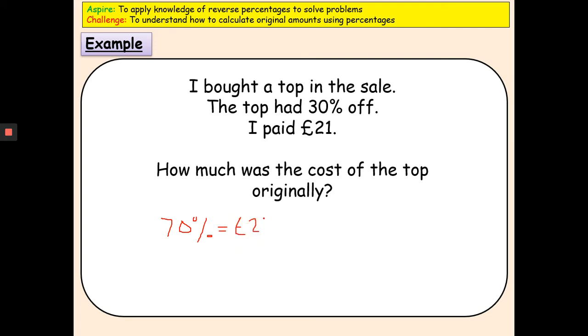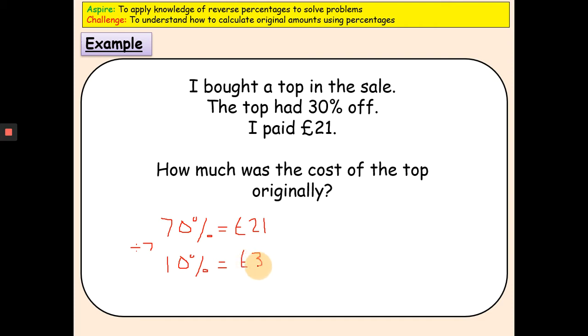And then from here, we need to try and figure out how we can get from 70% back to 100%, the original amount. So the way to do it is we can do it in a few steps. I'm going to go from 70% and work out what 10% is. To do that, I need to ask myself, what do I need to divide 70 by to get to 10? So I've got to divide by 7. So if I divide 70 by 7 and get to 10, I've got to do 21 divided by 7, which is going to be £3.